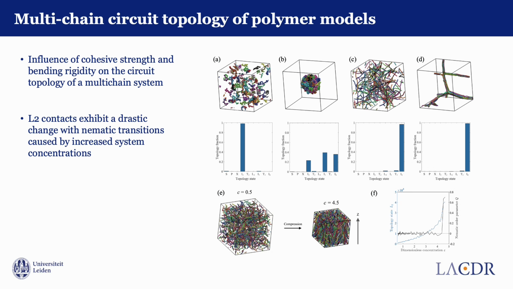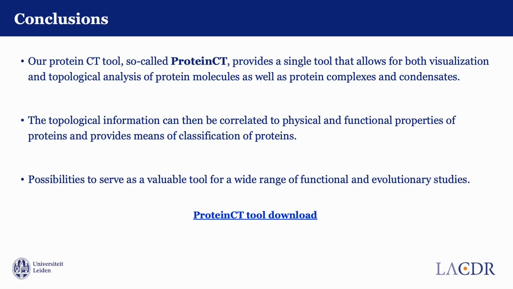Figure D shows the looping contacts, which are monotonically increasing with the system concentration and the nematic transitions. This is due to the fact that the looping topology state can capture the local reordering of the chains at the isotropic nematic transition. In the end, we managed to successfully develop a computational circuit topology tool called ProteinCT.